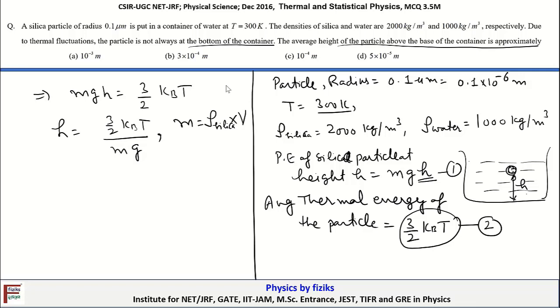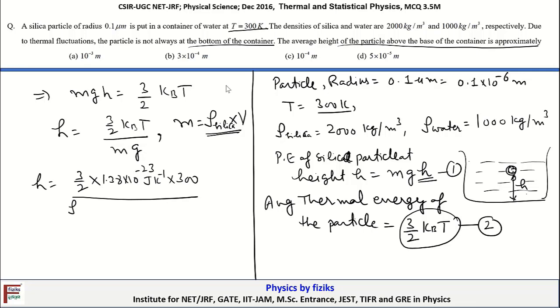Therefore H is equal to 3/2 times the value of the Boltzmann constant, which is 1.38 into 10 power minus 23 joule per Kelvin, multiplied by the temperature, which is 300 Kelvin, as given in the statement, divided by the mass of the particle, which is given by the product of these two quantities. Rho silica is given to us as 2000 kilogram per meter cube.